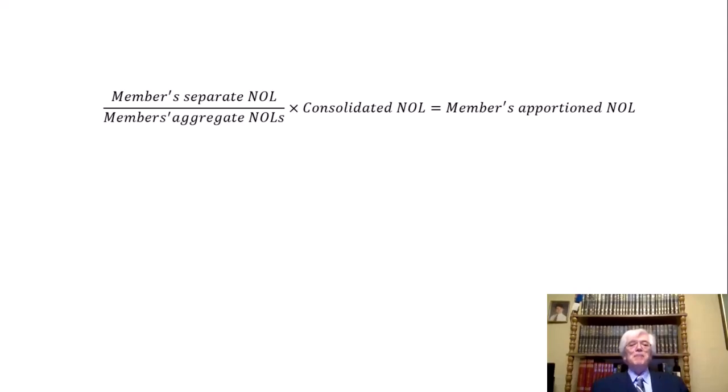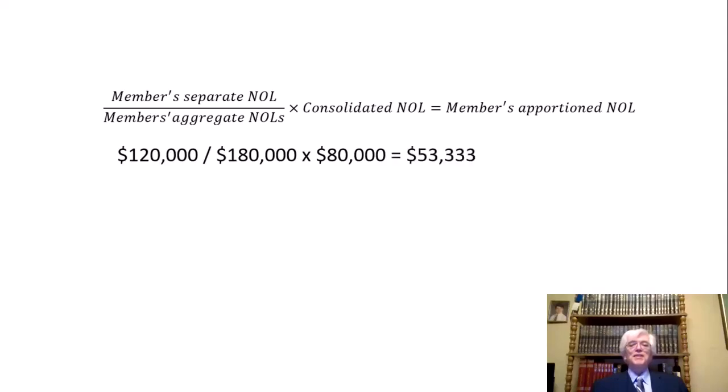So in this case, the member that we're concerned about is sub 2 with $120,000 NOL. We're going to divide that by the aggregate NOLs. Sub 1 had a $60,000 NOL, sub 2 with their $120,000. So that's a total of $180,000. Multiply that by the consolidated net operating loss of $80,000, and so you get 2/3 of $80,000, which doesn't come out even, but it is $53,333. That is how much sub 2 will take with it to its new non-consolidated existence.